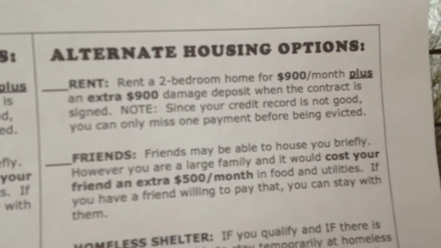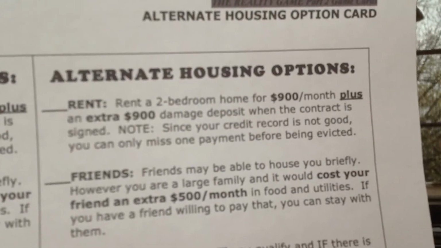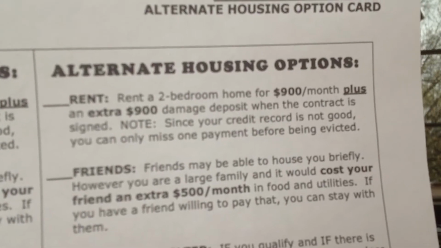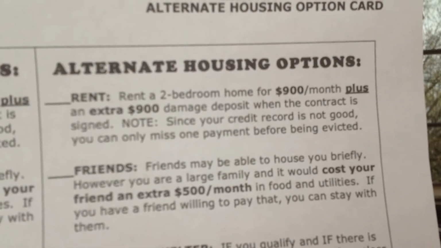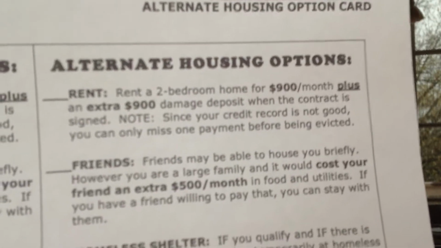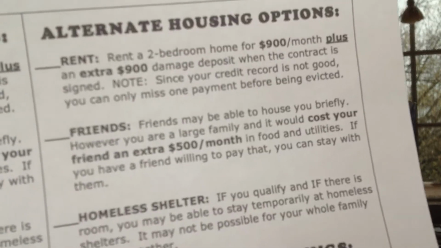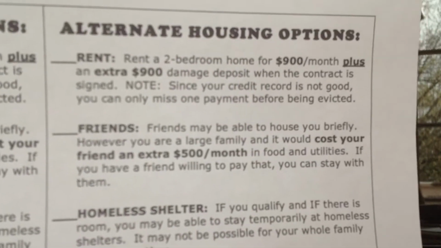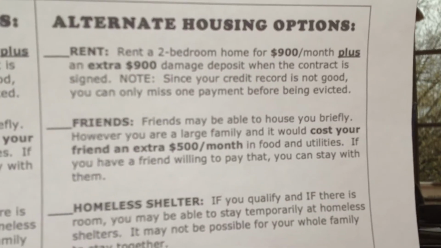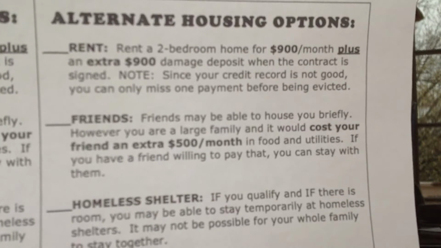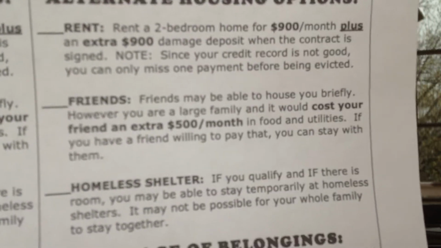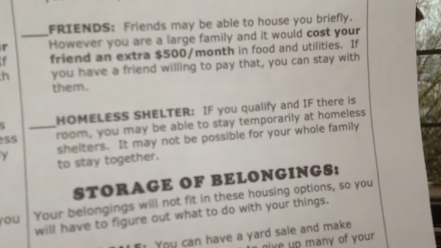The first thing is to rent. They can rent a 2-bedroom apartment for $900 plus an extra $900 damage deposit in the first month. Obviously, they have bad credit at this point, so if they miss one payment, they will be evicted from the apartment. They can also see if they have a friend who could put them up. However, in doing that, it would cost their friend about $500 a month extra to house them, so they have to have a friend that would be willing to pay that. If they do have that, then they can surely stay with them for a while.